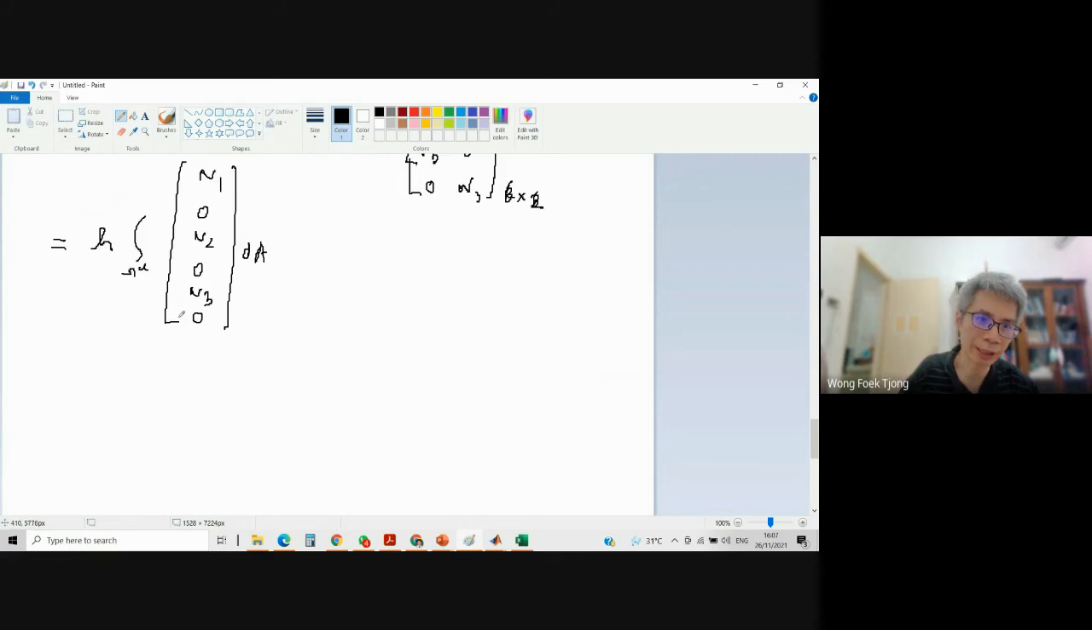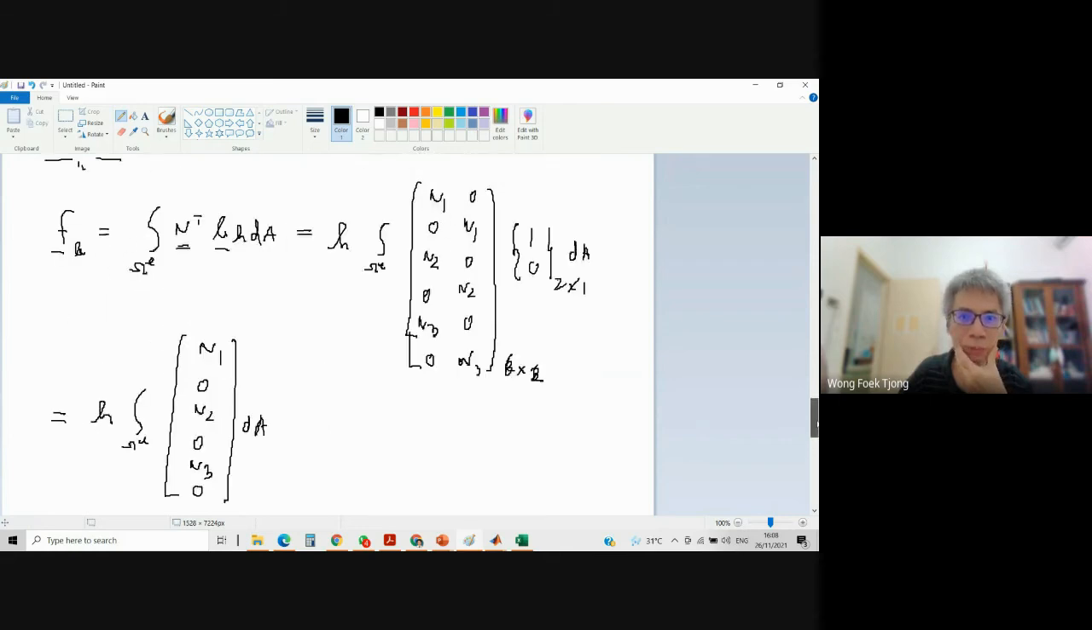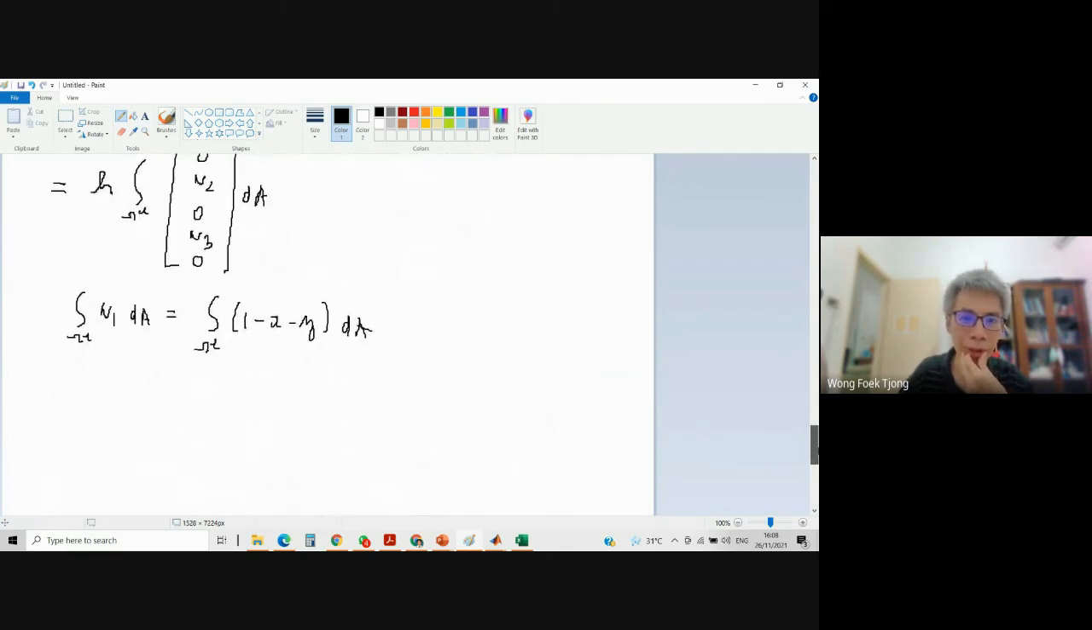So we should calculate the integrals over the area of shape function dA. But what is the shape function in this problem? For that element, it is 1 minus x minus y, dA. How to calculate this? Anyone knows? For this element, I draw it again here. This is the element, with vertices 0, 1, 1.